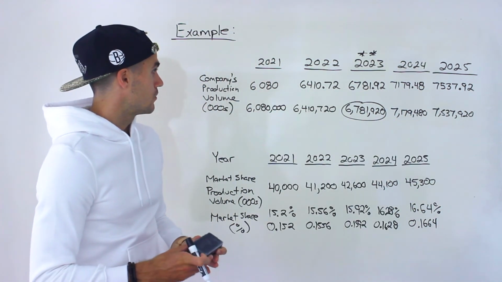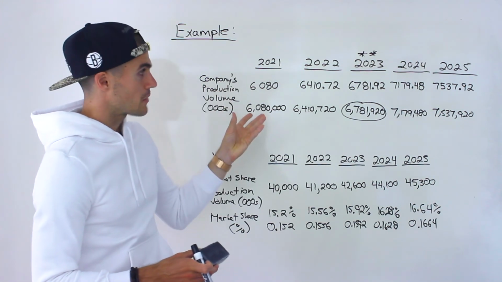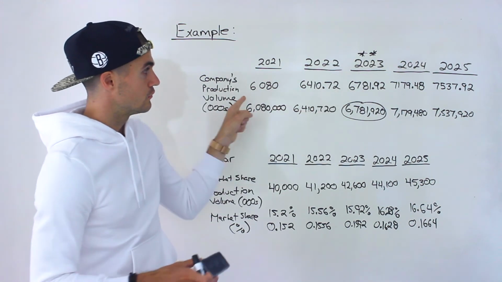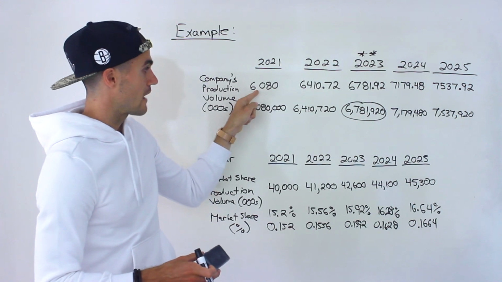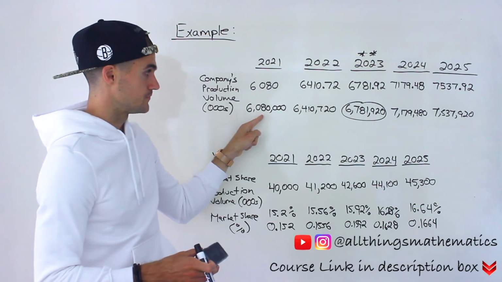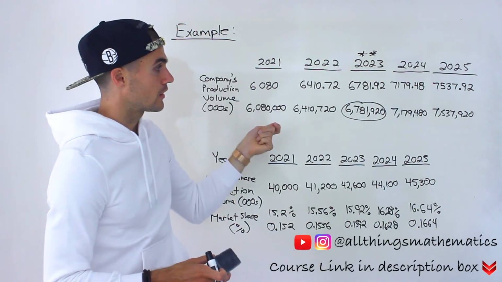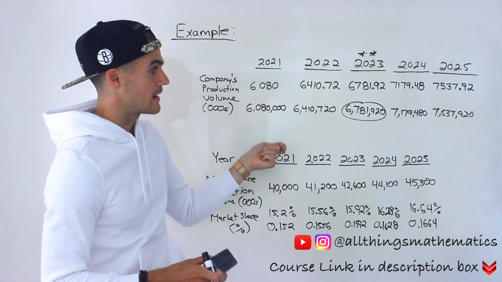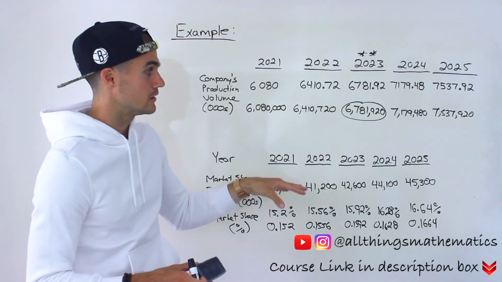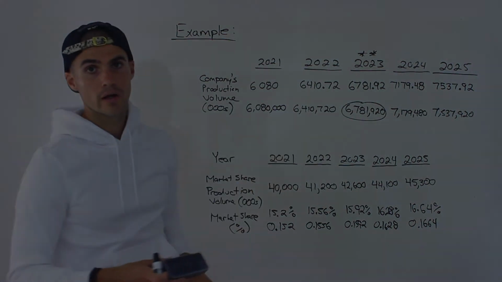All right, so the first part of the question, these are the production volumes, whether in thousands or the actual amounts. And then in which year will the company have to expand its production capacity if it's currently 6.5 million units? In the year 2023.